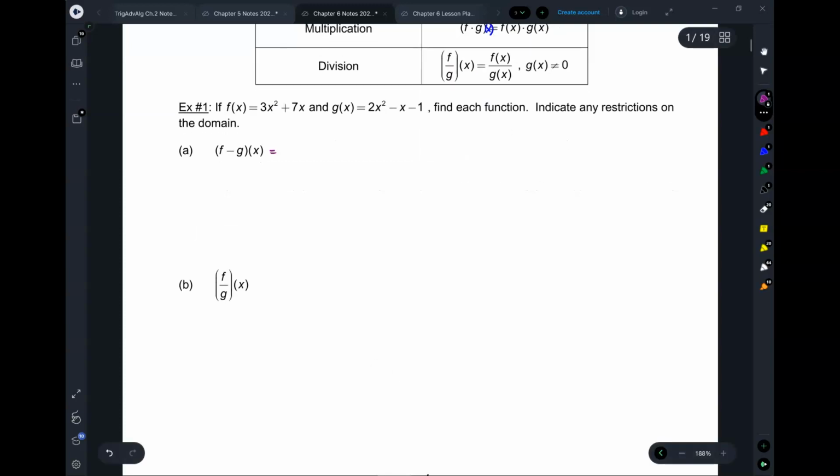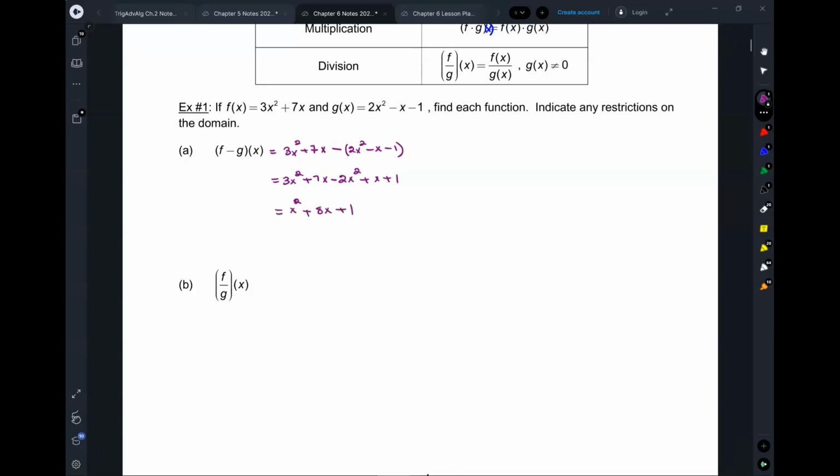Okay, so f minus g of x will be f of x, which is 3x squared plus 7x, minus g of x. Remember, that has to go in parentheses. So that's going to be 3x squared plus 7x minus 2x squared plus x plus 1. So that's going to be x squared plus 8x plus 1. That's it. Okay?